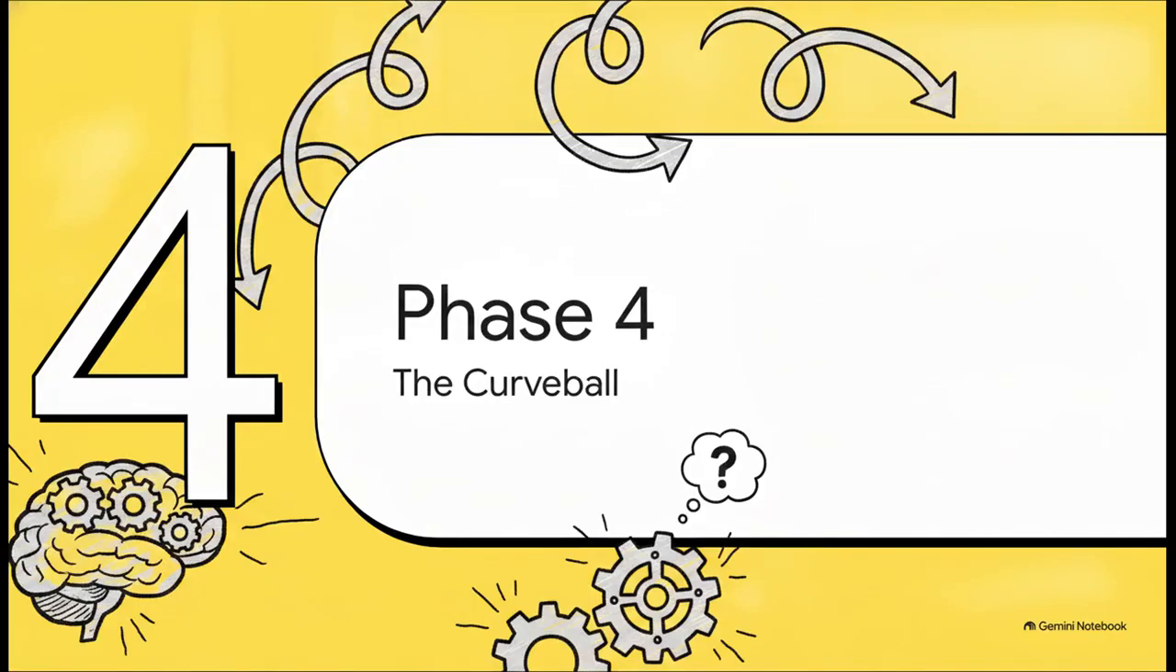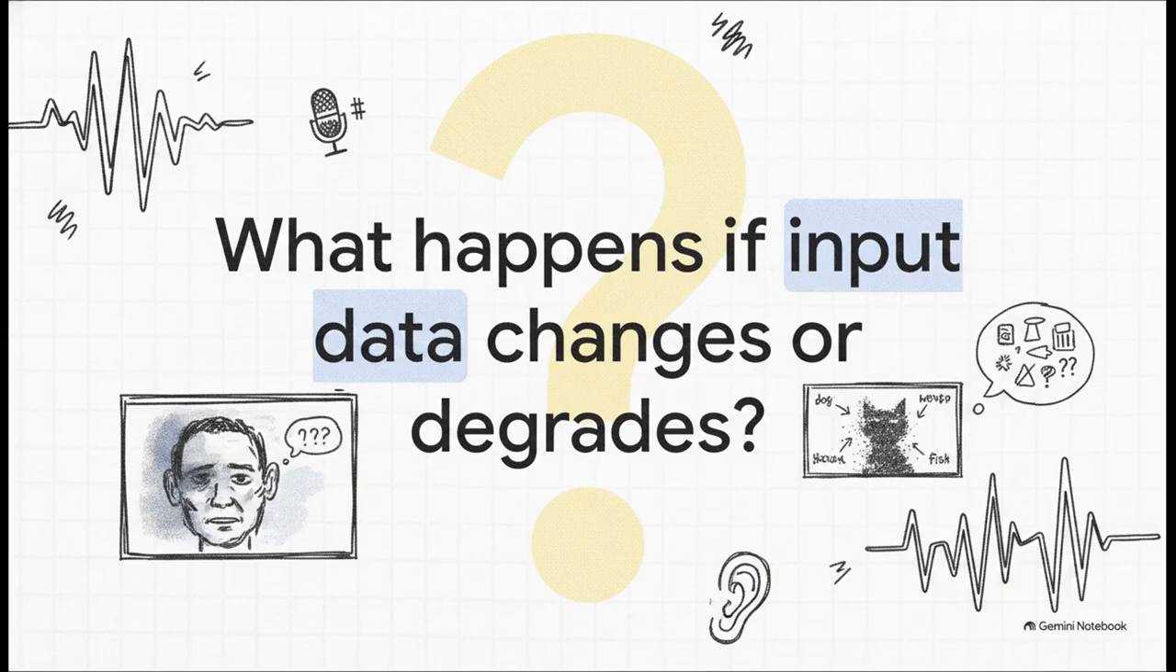Which leads us perfectly into our final test for today. Phase 4, the curveball. So we know how the system works under ideal conditions, right? But let's be real, the real world is rarely ideal. It is time for a transfer check. What happens if the input data changes or degrades?